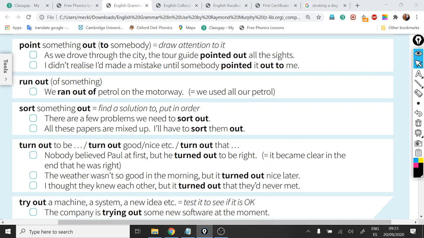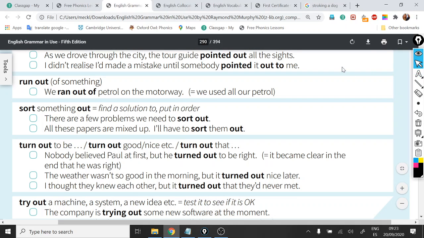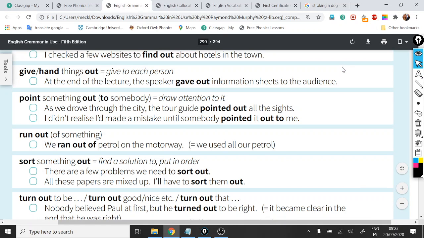Okay, next one. We have point out. So point is to use your finger, as you know. So you point, you're pointing at someone with your finger. Now, point out is a little bit different. Point out is to make someone notice something. Okay, it's to draw attention to something. So you can point out the difference, for example. That's a very common collocation.